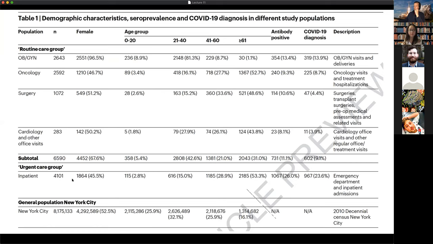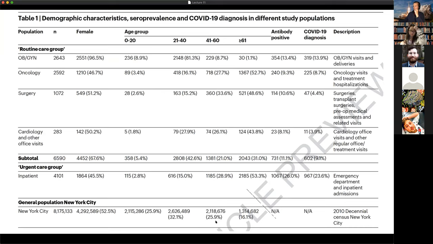And if you look at the urgent category, this is not broken down into any particular group. Again, you would expect about an equal representation of men and women. You would expect some skew, and here it's quite significant towards the older subgroup, and you see that the antibody positivity here is more than twice as high, so 26%.